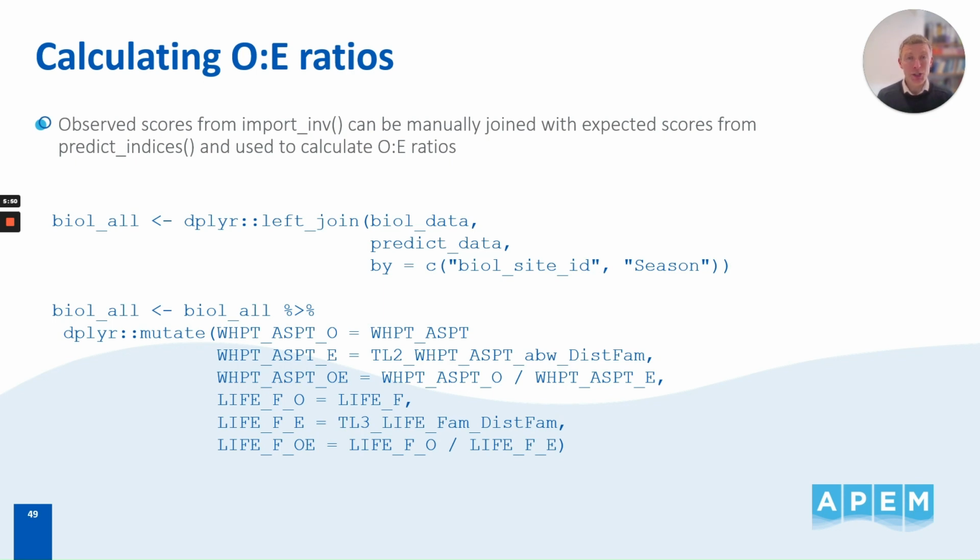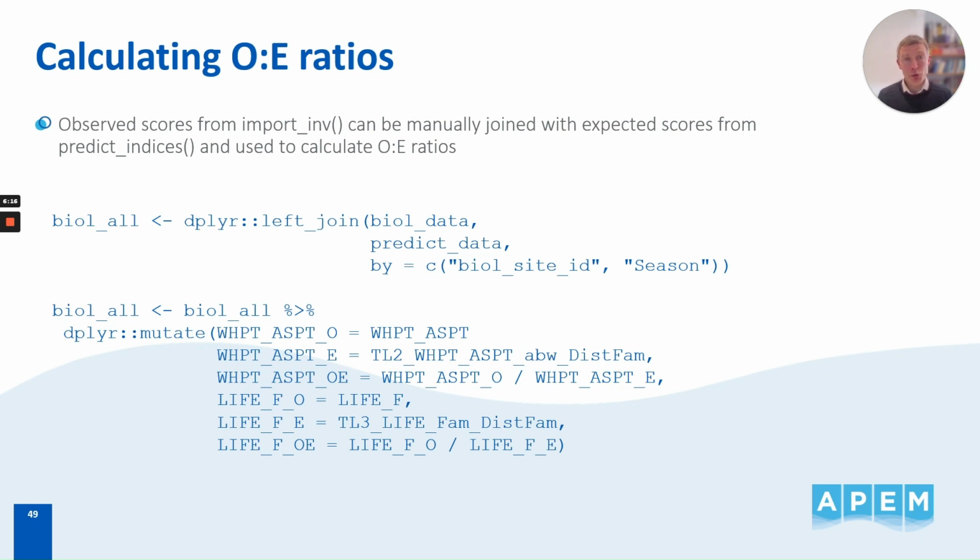The first step is to do a join. Here we've used a left join to take the biology data containing the observed scores, and then join in the predicted data containing the expected scores. And we join the data here on two common fields, the site ID and also the season, because the expected scores will vary slightly depending on whether it's a spring, summer or autumn sample.